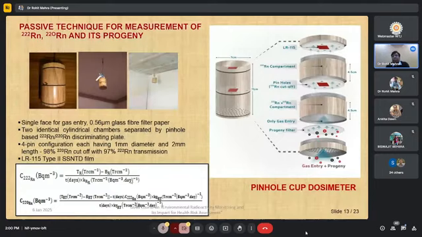We prefer to suspend these detectors within the seasons of spring, winter, summer, and autumn, 3 months each, for 90 days. We suspend these detectors in the pinhole cup dosimeter. The lower compartment is called the radon plus thoron compartment, and the upper one is called the radon compartment. The reason is that through these pinholes, the gas will enter from the bottom, and this is actually where it has been suspended.